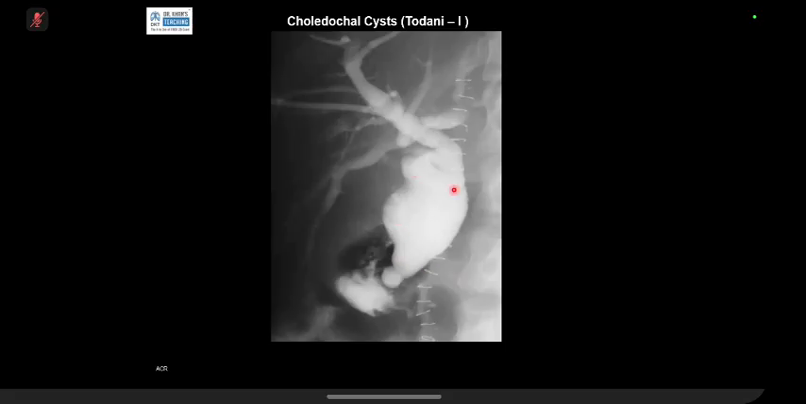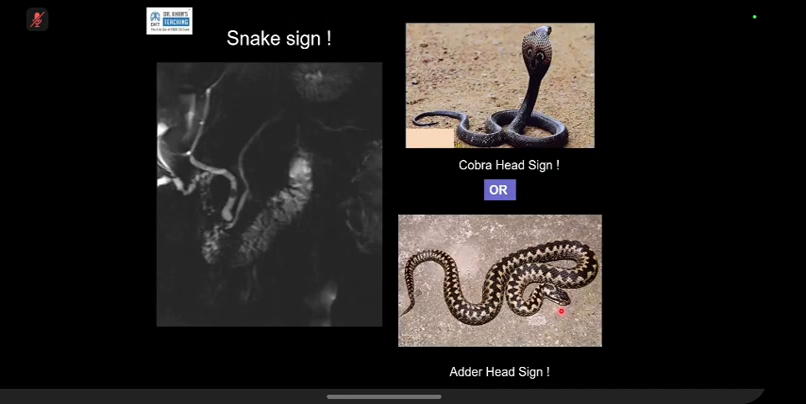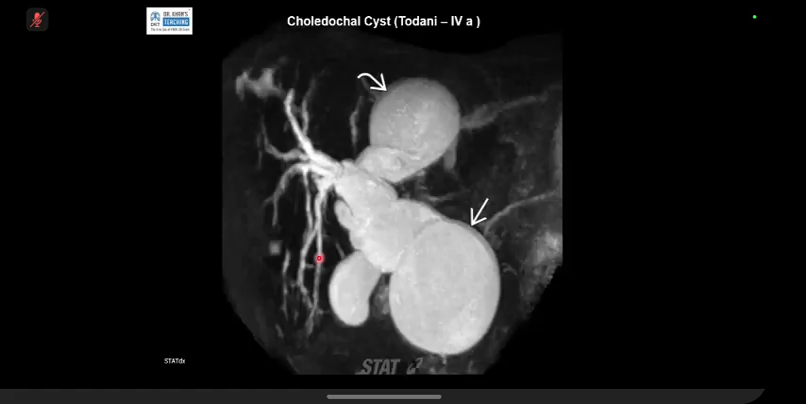You see, the extrahepatic bile duct is dilated. Then look at this appearance, choledochocele, where there is a bit of dilatation. We call it the cobra head appearance or the adder head appearance. Do you see this on MRCP? There is a choledochocele and there is a stone also. So cobra head versus adder head. What do you think? Is this an adder or a cobra? Cobra. Yeah, cobra.